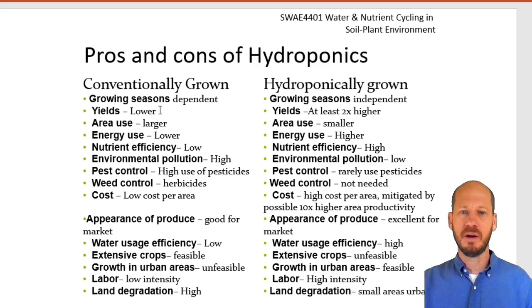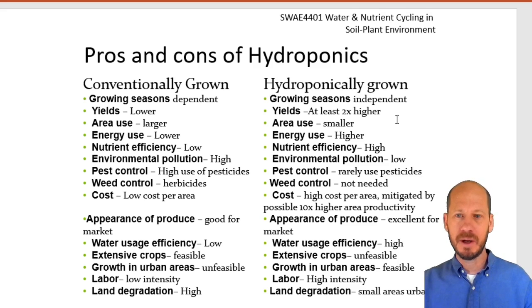If you have hydroponics, you are independent of growing seasons, because normally this is done indoors, and you can have many more crop cycles throughout the year than you would have in outside conditions. The yields are much higher. It can be 10 times higher than normal agriculture. So that makes up for the high use of labor and area. So you use a smaller area, but very intensive.